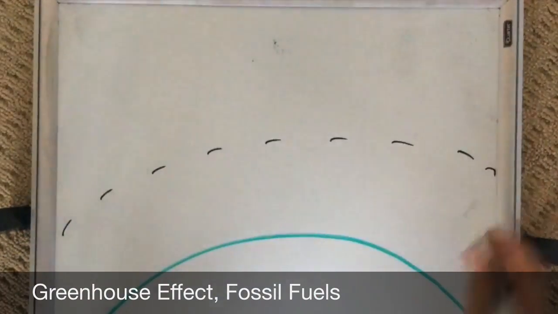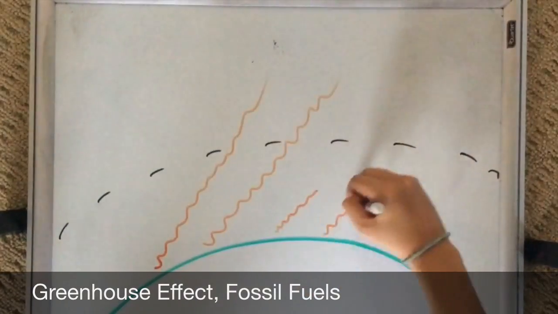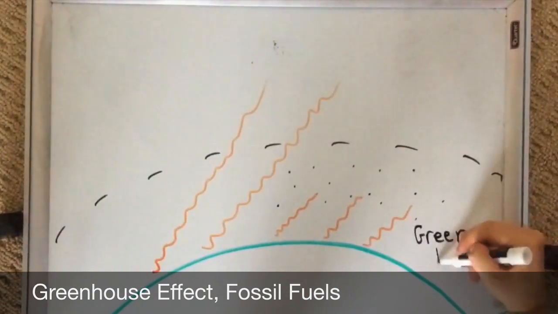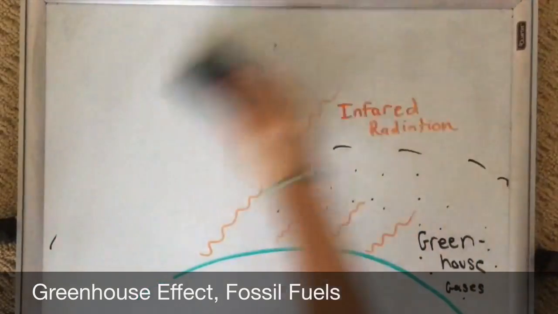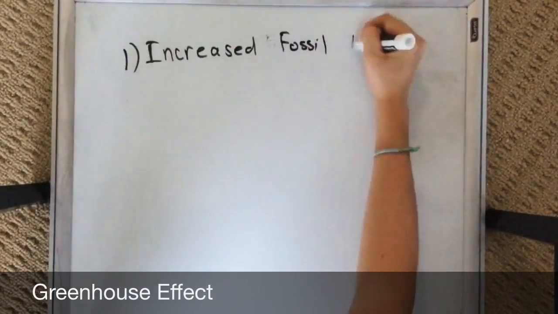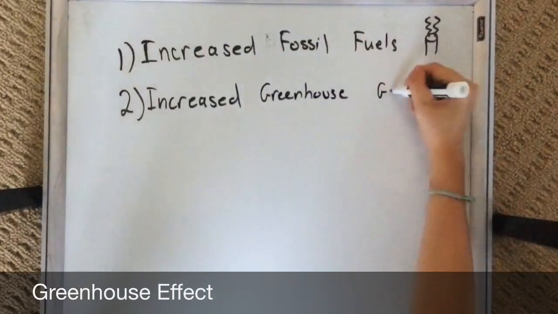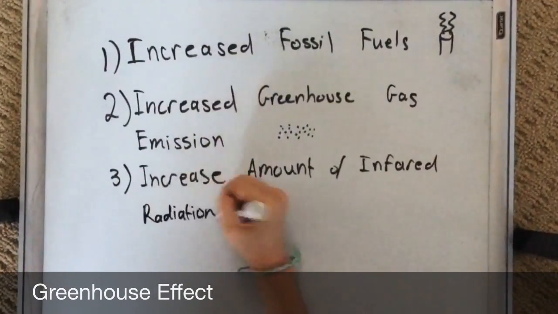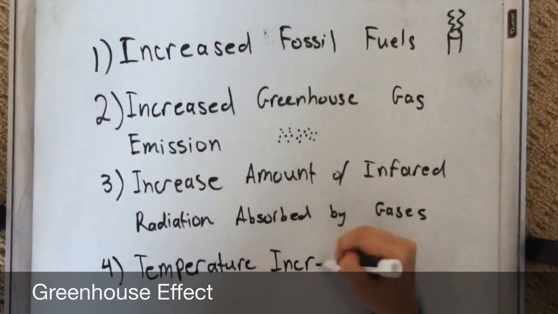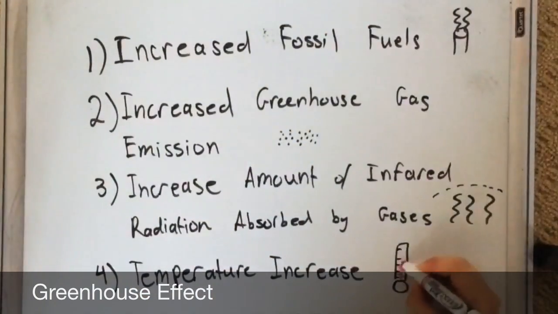When greenhouse gases are released into Earth's atmosphere, they absorb infrared radiation, allowing an even lesser amount of infrared radiation to escape Earth's atmosphere. To summarize, the more greenhouse gases are emitted from the production of fossil fuels, the more infrared radiation is absorbed by these gases and the hotter Earth becomes.